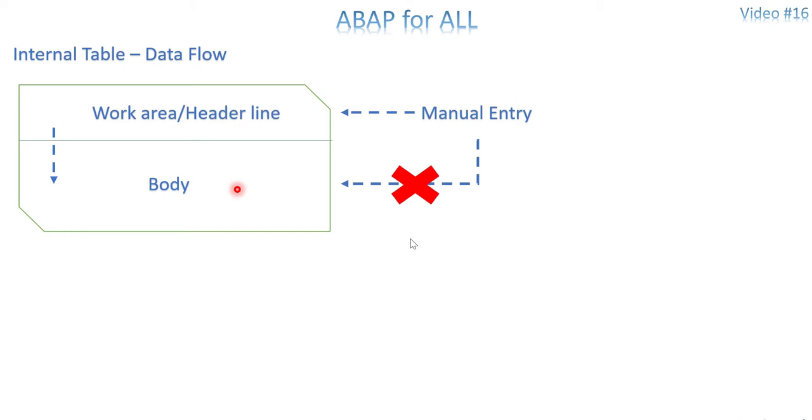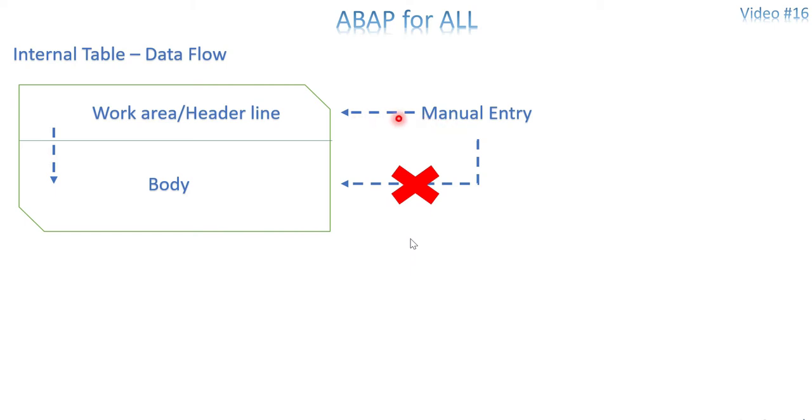So in a very rare scenario, we have to enter data manually and keep some data in the body of an internal table. In that scenario, you need a work area. It's like this, manual entry. You have to enter the data into the work area or a header line, then move the information to the body of an internal table. For manual entry, you are not able to add any data to the body directly. In some other places, yes, it's possible to put data directly in the body of an internal table. You can skip the work area in that particular scenario. We'll see that.